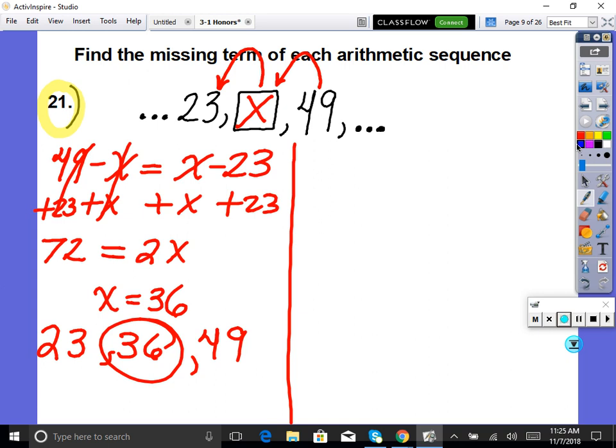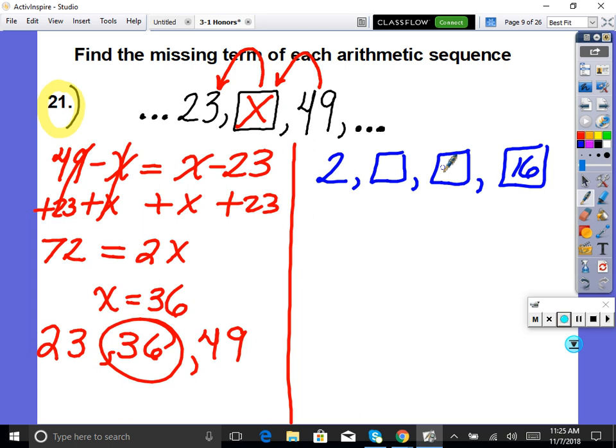What if you have something like 2, blank, blank, 16? Now you can't call both of those x's. They're not the same x. Do you guys see how that, now we're kind of a little maybe stuck. You have to use x and y, but then you have 2 unknowns. So how do you solve that?